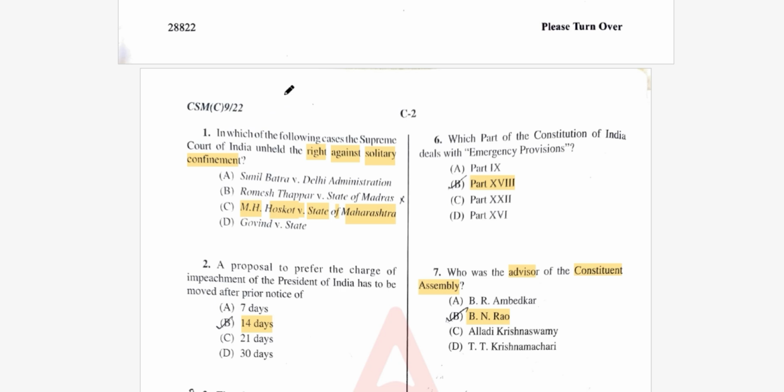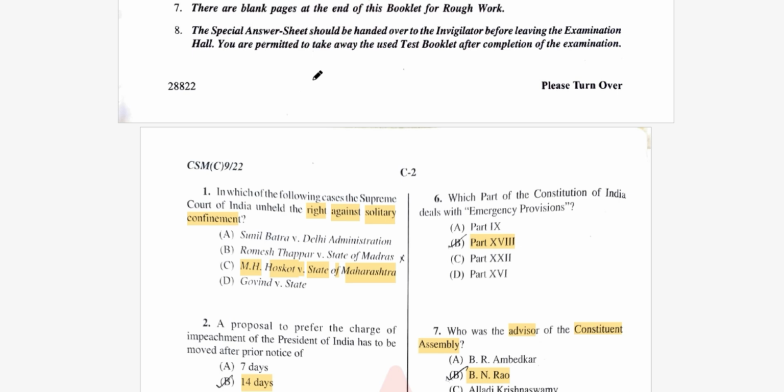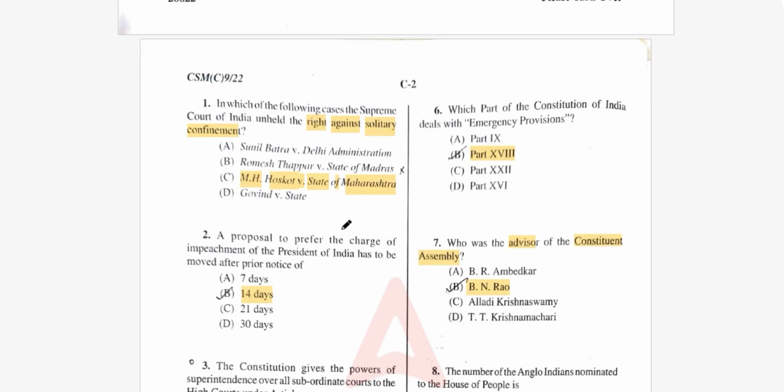Now solitary confinement means you put one in isolation. Okay, there are no other inmates present. Now moving on to the next question, question number 2.